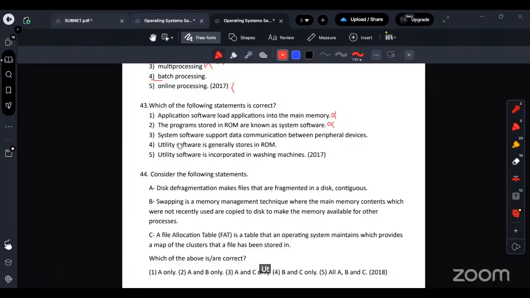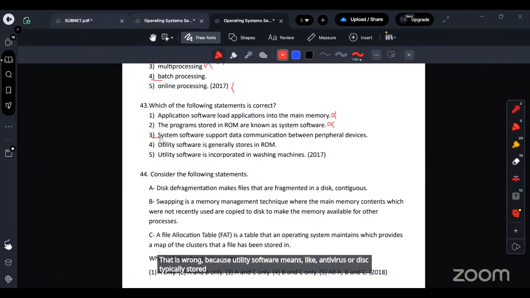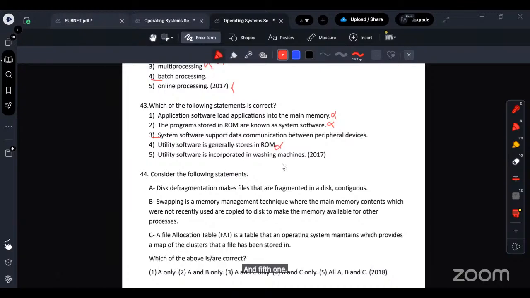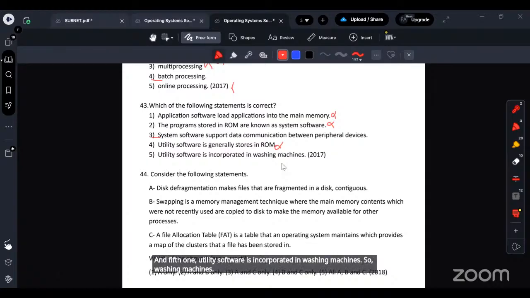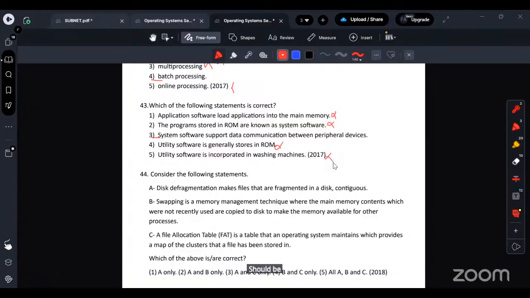Utility software is generally stored in RAM. That is wrong because utility software, like antivirus or disk cleaners, is typically stored on the hard drive, not in ROM. And the fifth one: utility software is incorporated in washing machines. Washing machines use embedded software, known as firmware, not general utility software, to control their functions. Should be embedded.